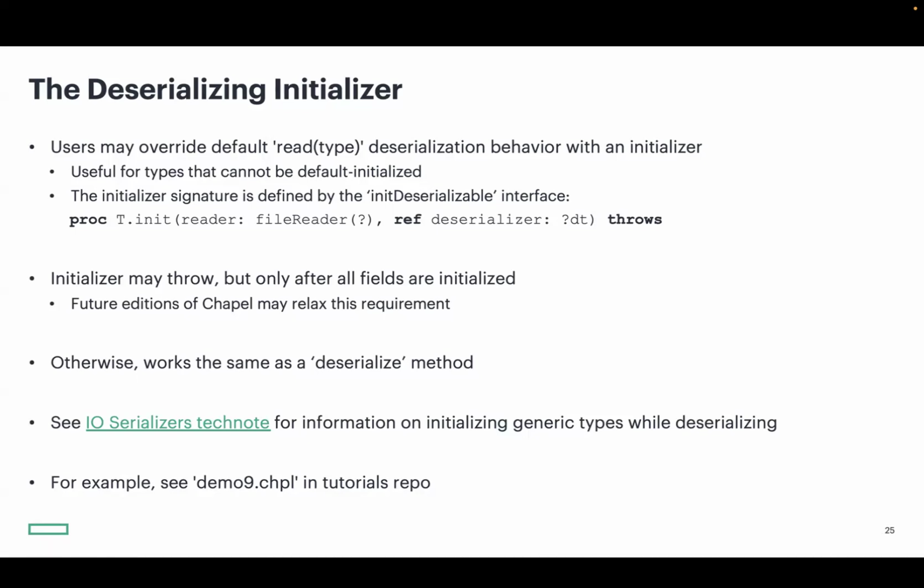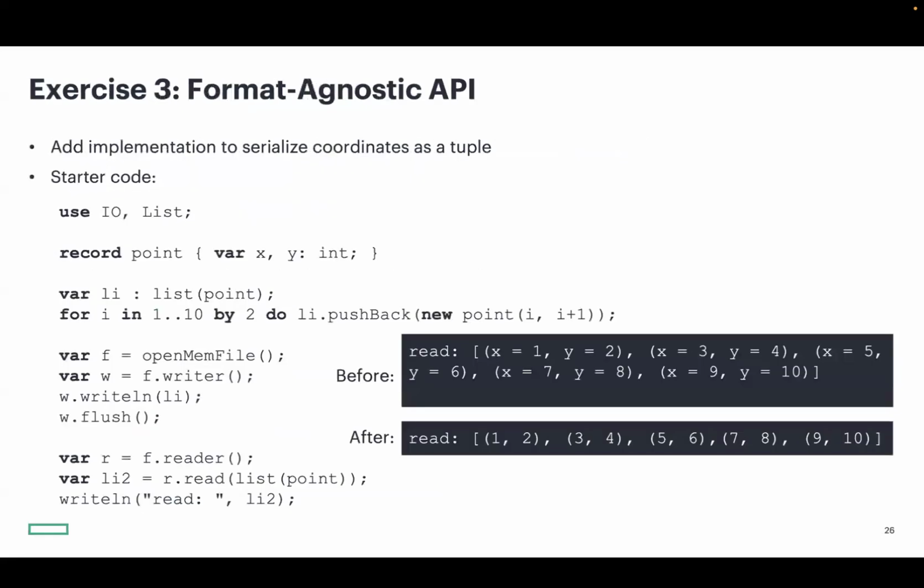So let's go ahead and look at exercise 3, which will involve actually using the format agnostic API to serialize and deserialize coordinates as a tuple. So for our starter code here, we're using the IO and List modules. We have a record Point that has two fields, x and y, and they are ints. We create a list of points, build that up, and do the thing we've been doing. We open a file, we create a writer, we write that object out to the file, and then we read it back in.